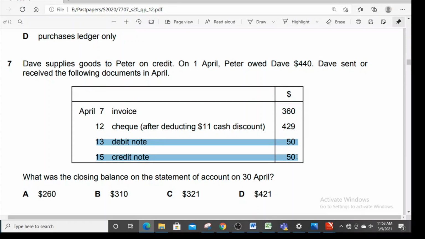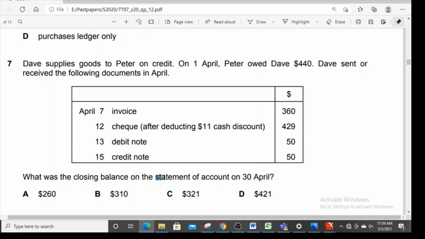Please remember debit note and credit note here, they reflect the same transaction. So you don't need to repeat it, right? Because accounts receivable will of course send the debit note and then that debit note will be answered by a credit note sent by the supplier. So these two 50s actually show the same transaction. What was the closing balance on the statement of account on 30th April?